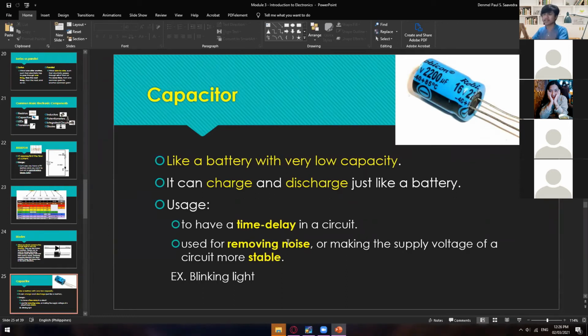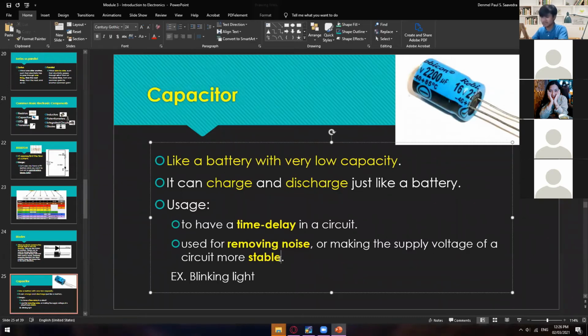So you can say that the smoother the flow of current, the lesser the noise. The higher the chance to fluctuate, the higher the noise. This is where a capacitor comes into play, making the supply voltage of a circuit more stable, or in other words, making the current super stable. That is why they call this one a rectifier, because if we have this AC, we can have a smoother voltage output.